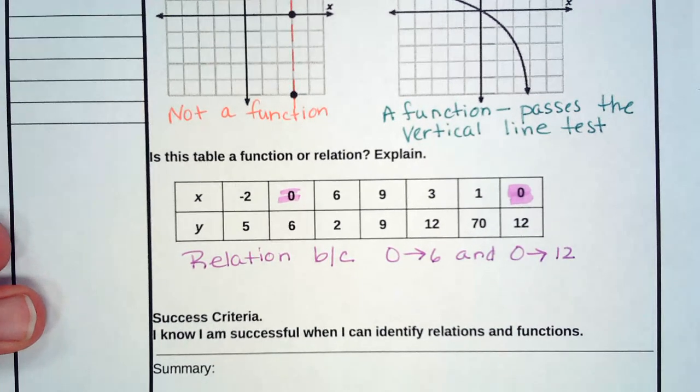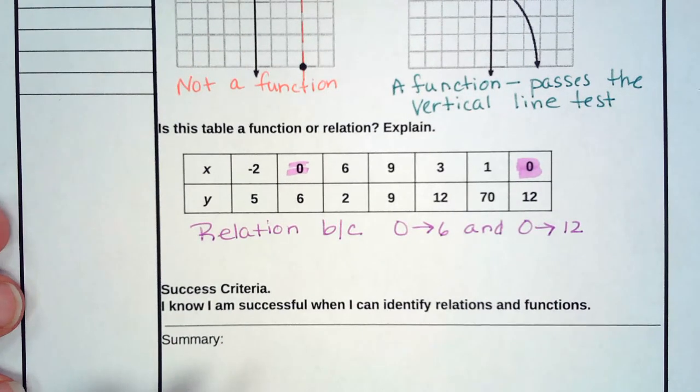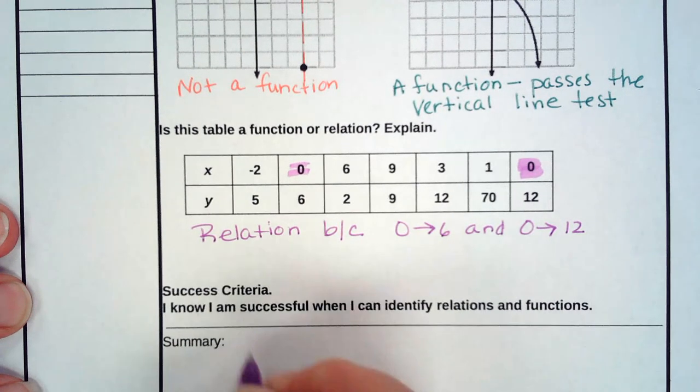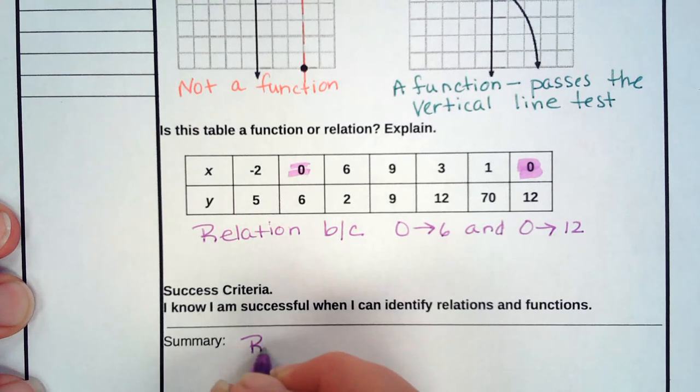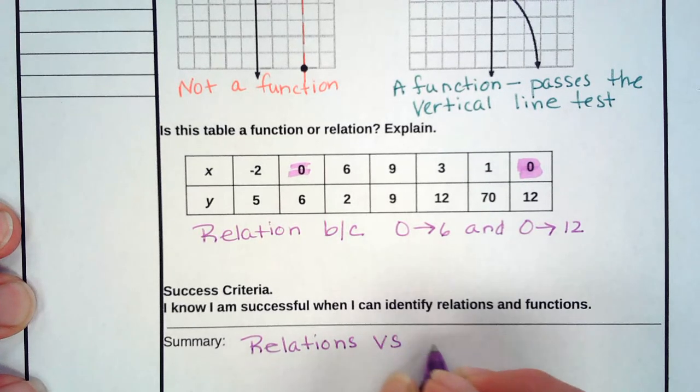How do you know you're successful? You know you're successful when you can identify relations and functions. So this is relations versus functions.